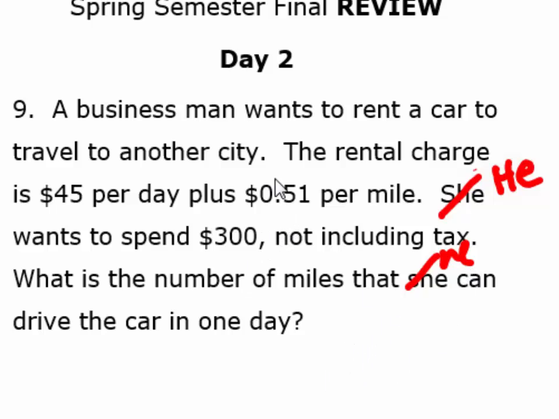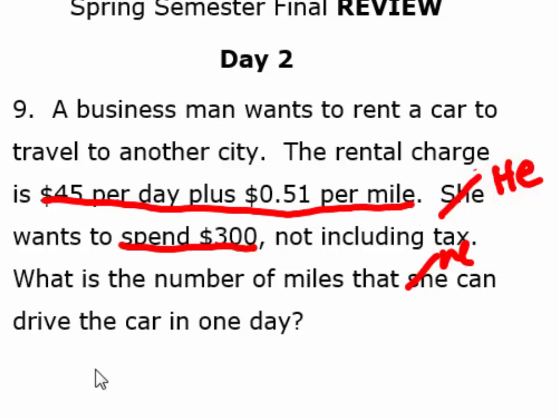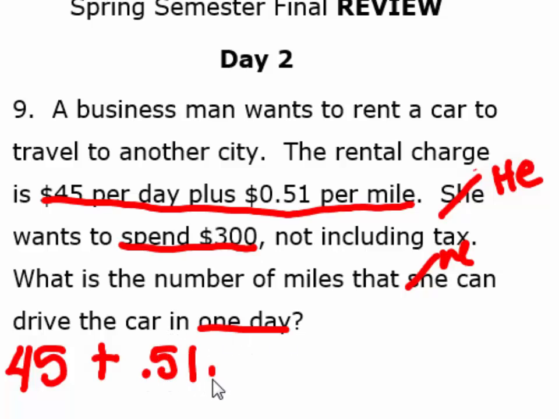All right, let's see. So if they want to spend $300, then what they're going to spend is made up of this $45 a day plus 51 cents per mile. That sounds kind of like an equation. So $45 plus, for one day, right, because it says one day right there, plus 51 cents per mile, and I'm just going to use M for miles, and that's going to equal $300. Okay, so that's just an equation to solve.